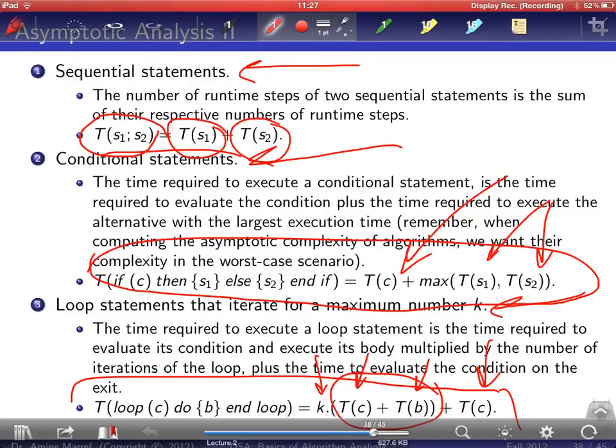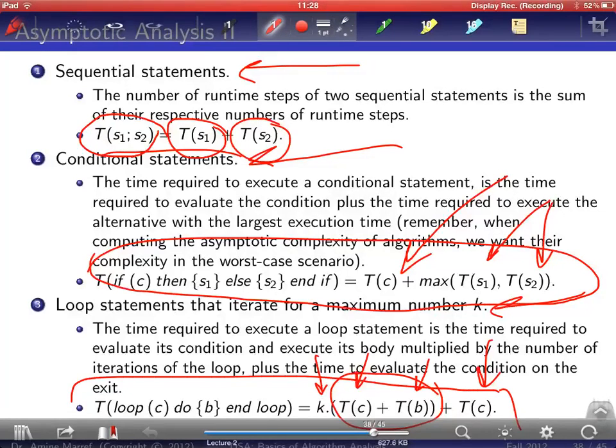Now we have a conditional statement. I did not mention what C is, but let's assume it's big O of 1 as well. So the if statement has this part here, which is big O of 1, and this part here, which is big O of n. So what is the complexity of the if statement? We said that the complexity is going to be the complexity of the condition plus the maximum of this and this.